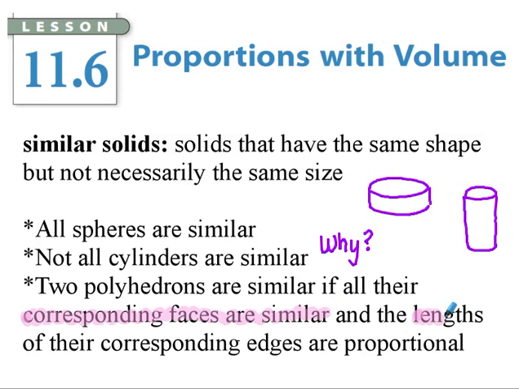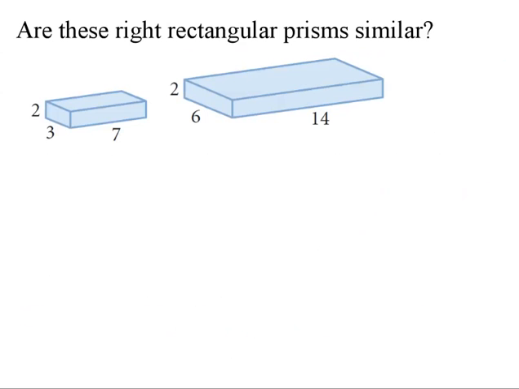And the lengths of their corresponding edges are proportional. That's the biggest thing you need to get down today. All the edges are in proportion. And if they are not in proportion, then they are not similar. Questions? We're going to look at a few examples today, and then you should have some time to work on your assignment. So here you go.